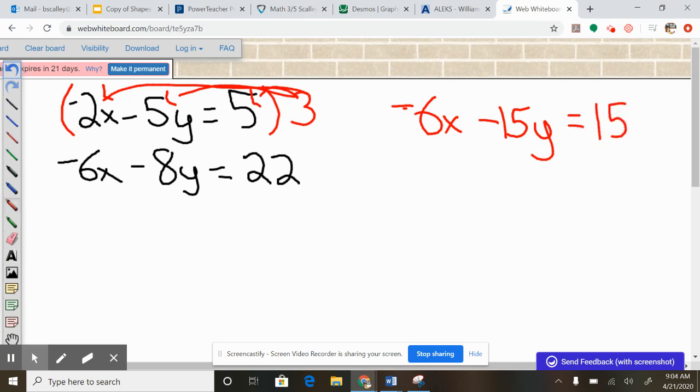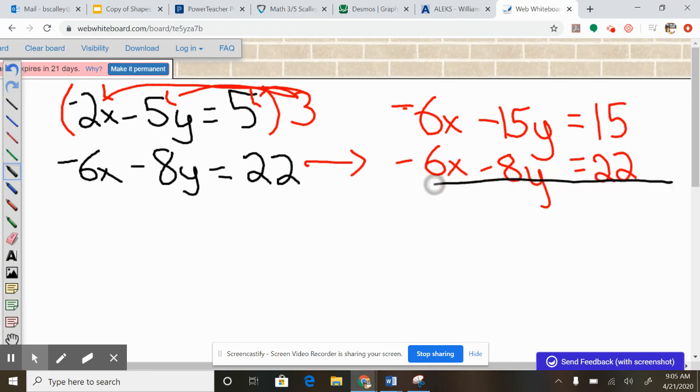And now I would have a -6x, and in the second equation another -6x, so they match. I'm just gonna move this equation over here right underneath it. Not changing it, I'm just moving it over so they're on top of each other. Now, since these match, I should be able to subtract them and eliminate that x variable.